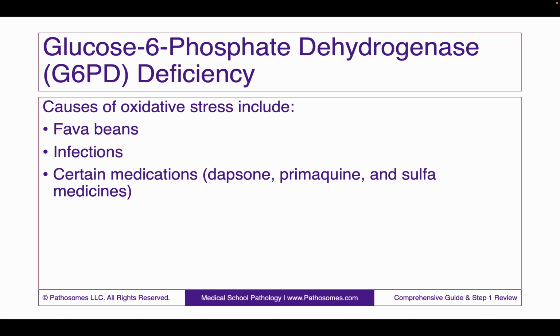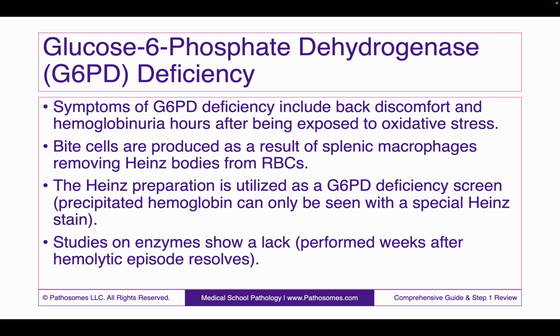Causes of oxidative stress include, and you need to know these, fava beans, infections, and certain medications such as dapsone, primaquine, and sulfa medicines. Symptoms of G6PD deficiency include back discomfort and hemoglobinuria hours after being exposed to oxidative stress.